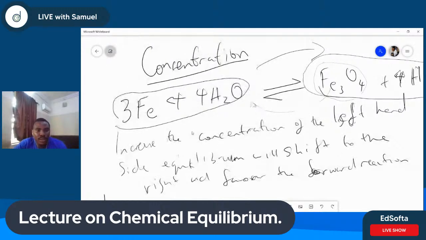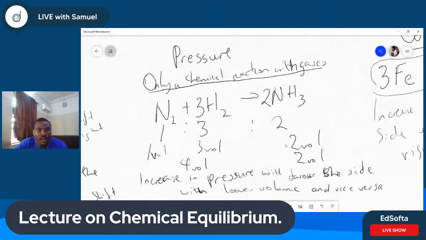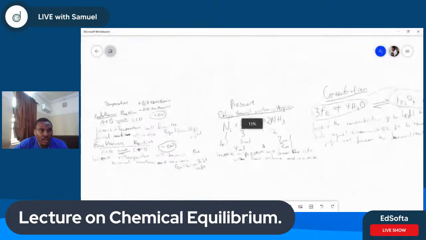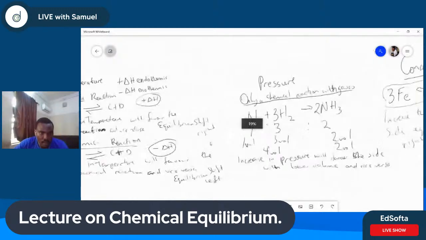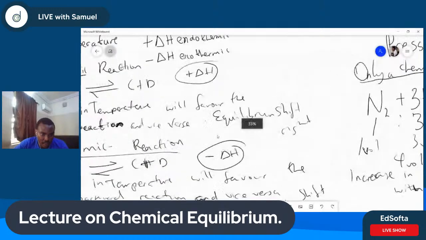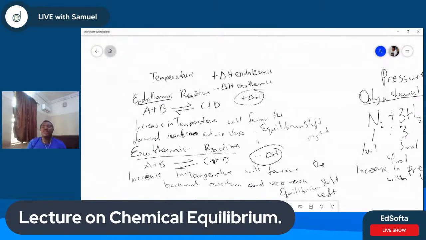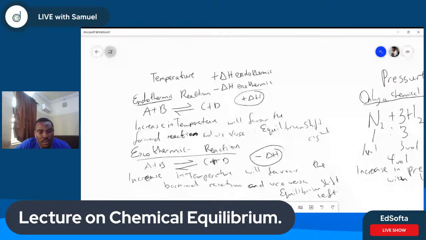So we've looked at concentration. We've also looked at pressure. We've looked at temperature, and we've said how temperature depends on whether the reaction is endothermic or exothermic. Endothermic means a positive delta H, that's enthalpy. Exothermic means a negative enthalpy. Based on that, you can now deduce how equilibrium will shift.